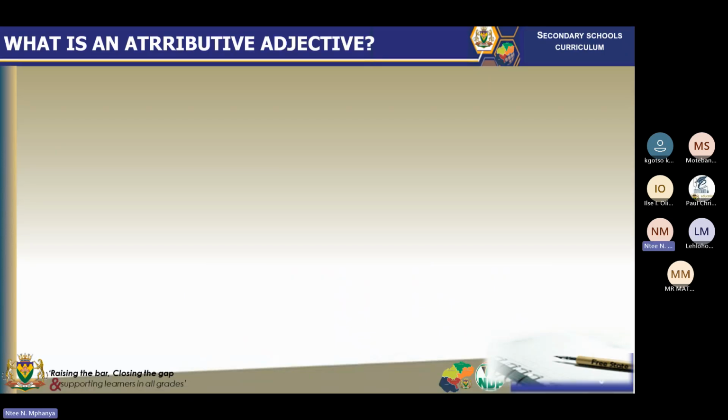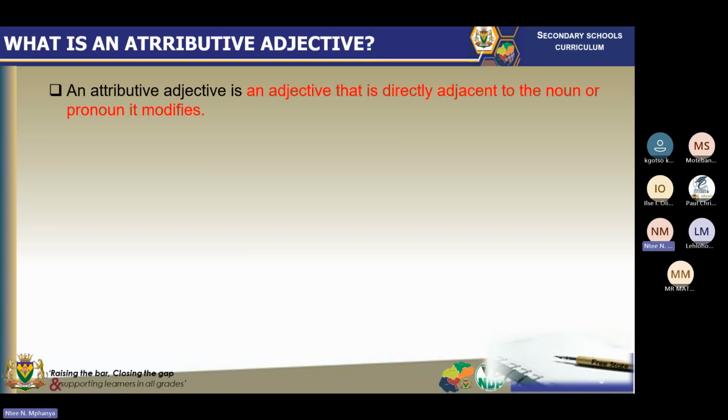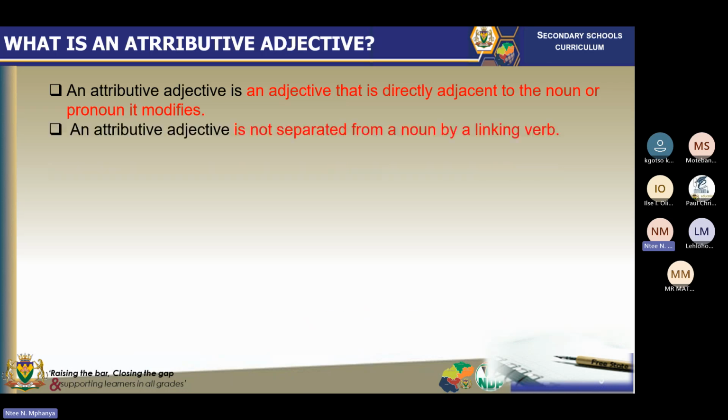What is an attributive adjective? An attributive adjective is an adjective that is directly adjacent to the noun or pronoun it modifies. It is not separated from a noun by a linking verb. This is how you can identify it.